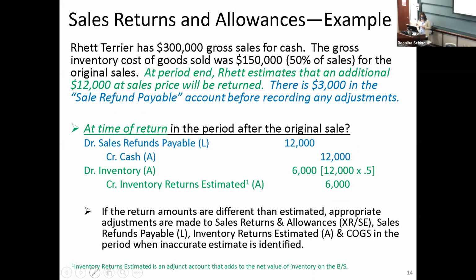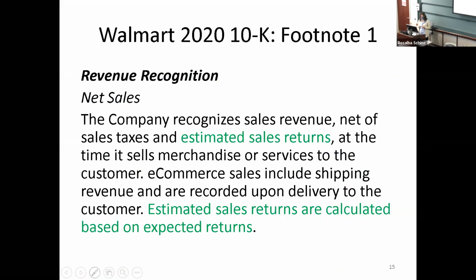All right. So having said that, I'm giving you an example of a footnote from Walmart that says the company recognizes sales revenue net of sales taxes and estimated sales returns. So that's what it means, like what we just saw. And the last paragraph tells you estimated sales returns are calculated based on expected returns. When you see that in a footnote of the financial statements, it means exactly what we have just seen and what we just studied.